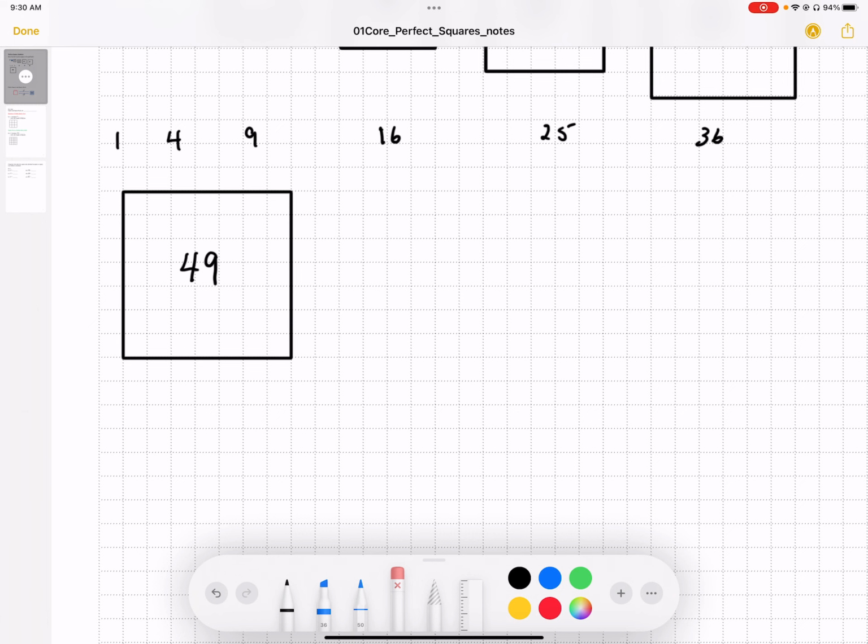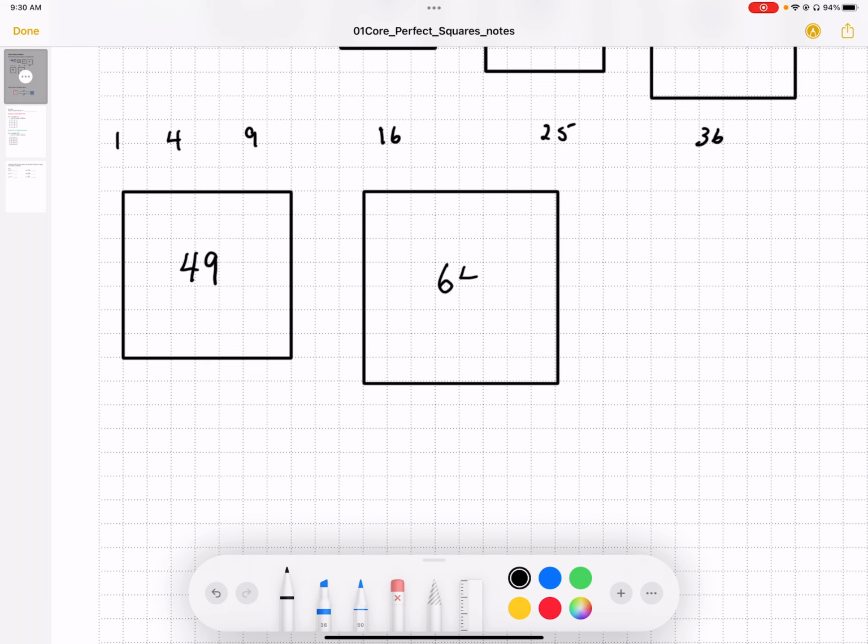And then the 8th one is going to be an 8 by 8 square. Again, we want to make sure that it looks like a square. And there's the 8 by 8 square. Again, we can count up individually, but if we multiply 8 times 8, we're going to get 64. So 49 is a 7 square, and 64 is an 8 square. There are my first 8 perfect square numbers.